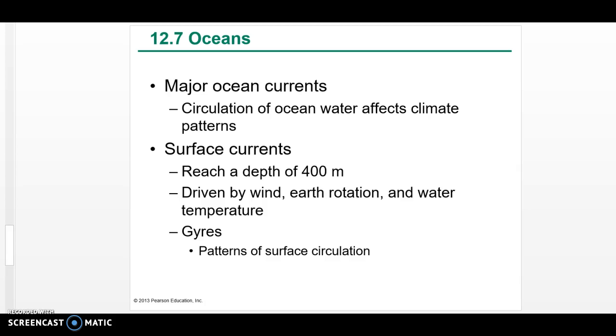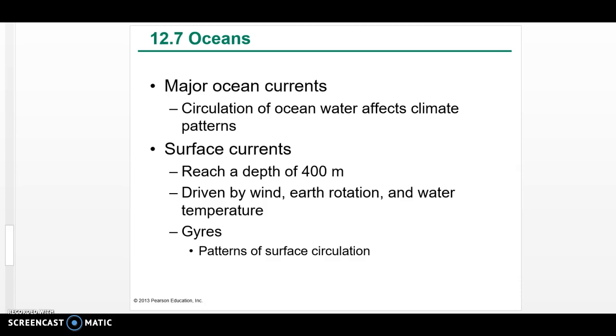There are these major ocean currents, which is what we were just discussing. The circulation of ocean water affects climatic patterns. There are surface water currents and deep ocean currents, so there are two different types.